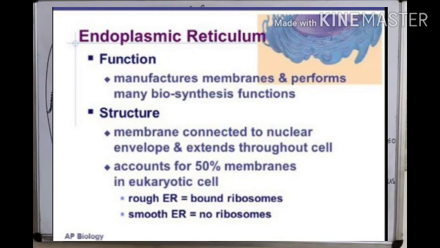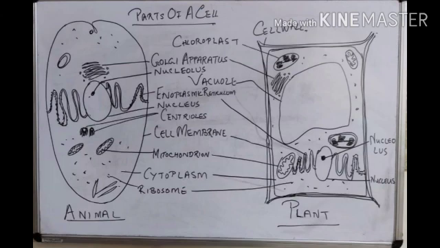It gives internal support to the cell and provides a large surface area for movement of materials in and out of the cell, especially to the nucleus. The third organelle is Golgi complex or Golgi bodies.